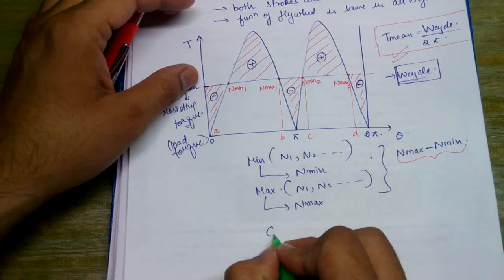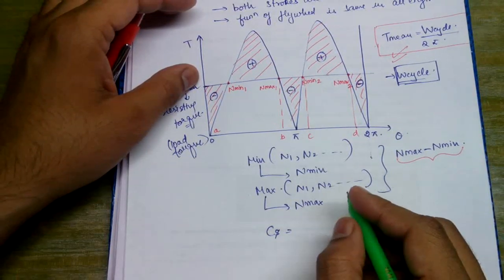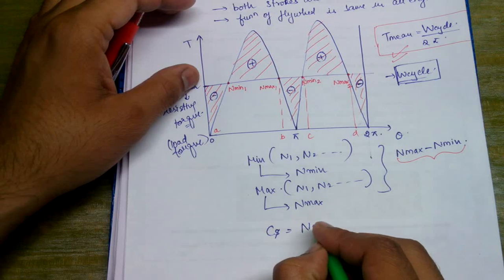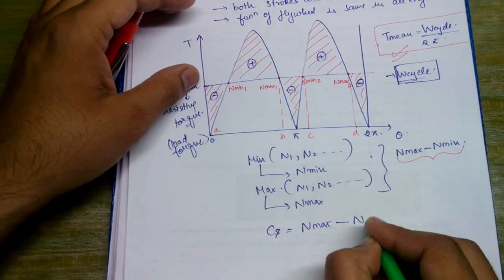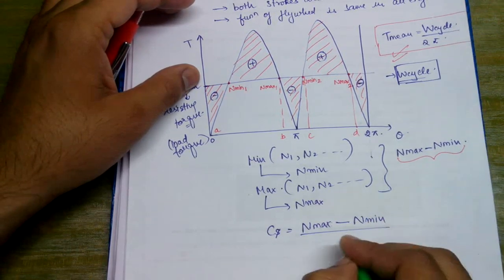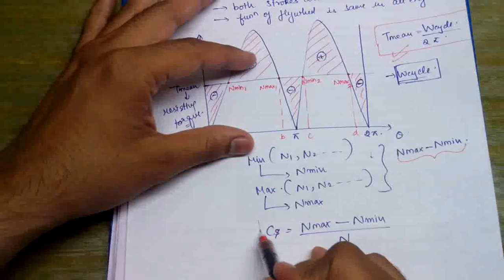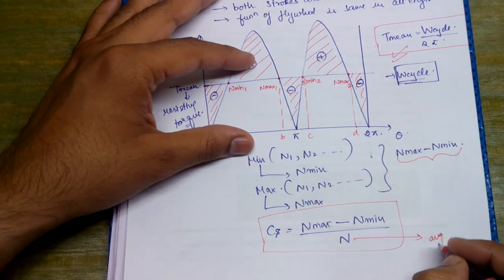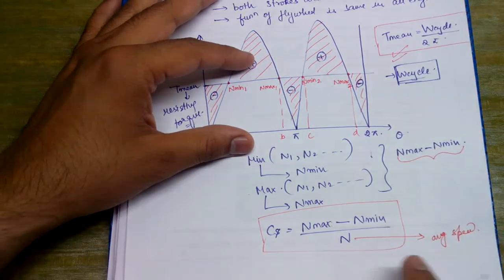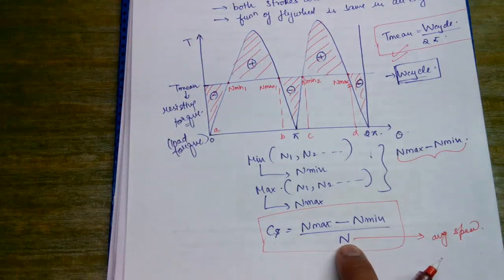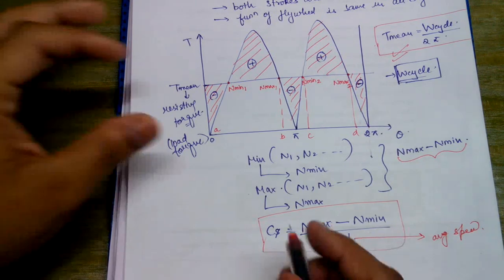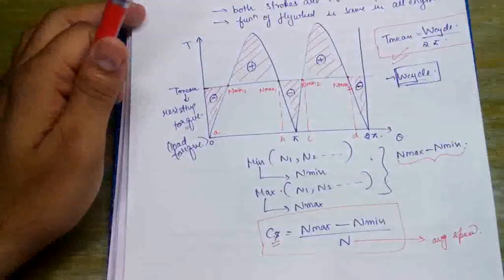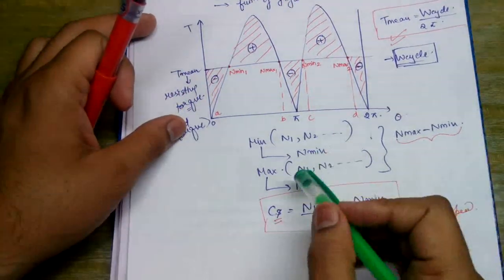So we see that the fluctuations are still left even after the installation of a flywheel. So we now define a parameter known as the coefficient of fluctuation of speed. It is equal to n max minus n min upon n, where this n is called the average speed, that is n max plus n min upon 2. This Cs is called the coefficient of fluctuation of speed for the flywheel.